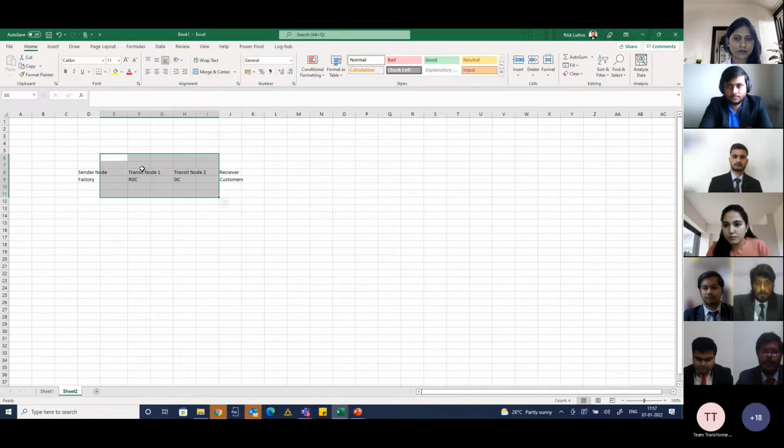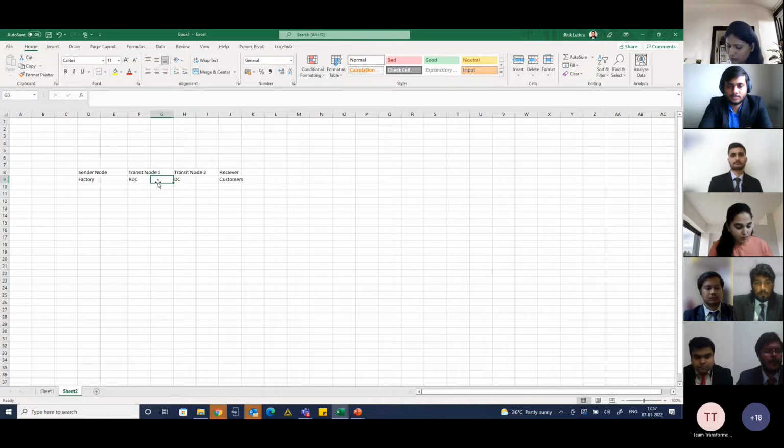Okay, no problem. So the whole idea of the study is to identify, optimize or realign the transit nodes. Our whole world in network design revolves around it. What kind of transit nodes do I have? How can I optimize them? This is the major question.